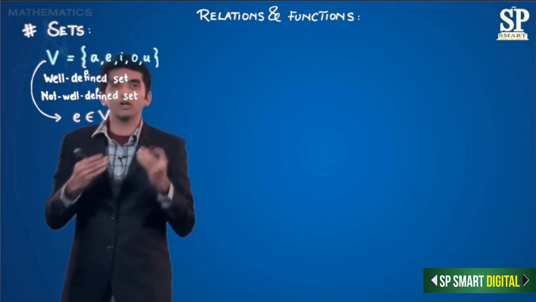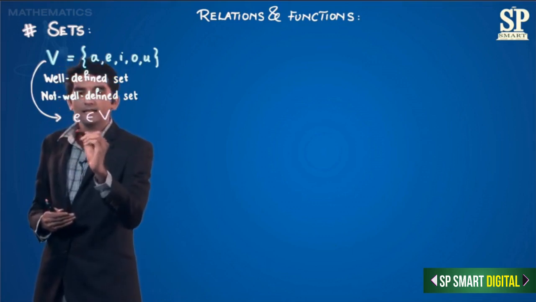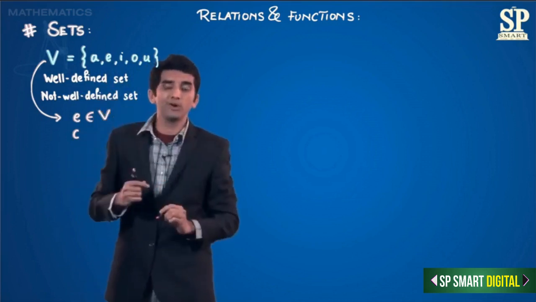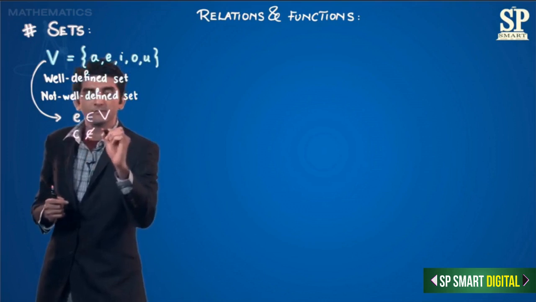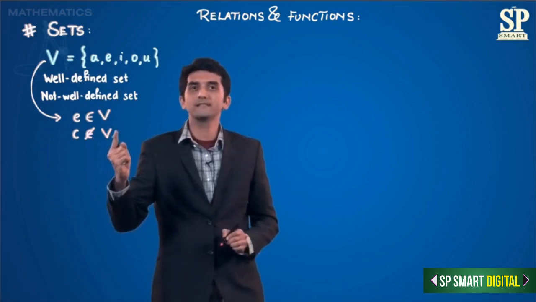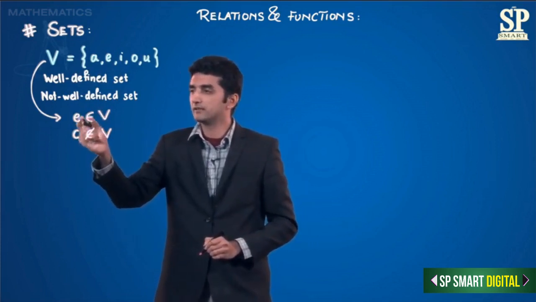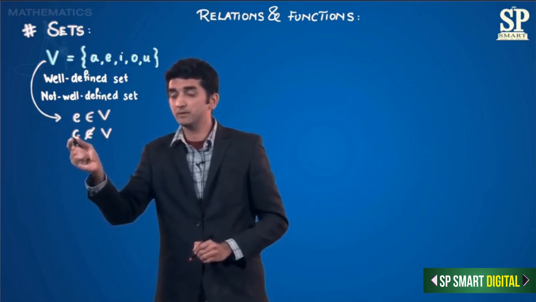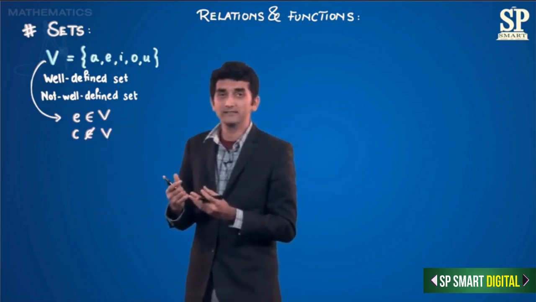Now, this is for a particular element to belong to a set. On the other hand, I can write, let's say, C. Now we know the letter C does not belong to this particular set. To represent that, we will write that C does not belong to the set V. So this is how we write. This symbol signifies that this element belongs to this set, and this symbol signifies that this particular element does not belong to this set. So these are a few basic things that we need to know.